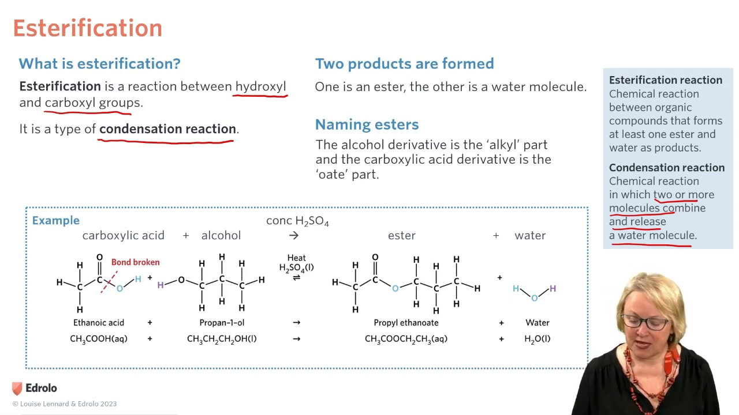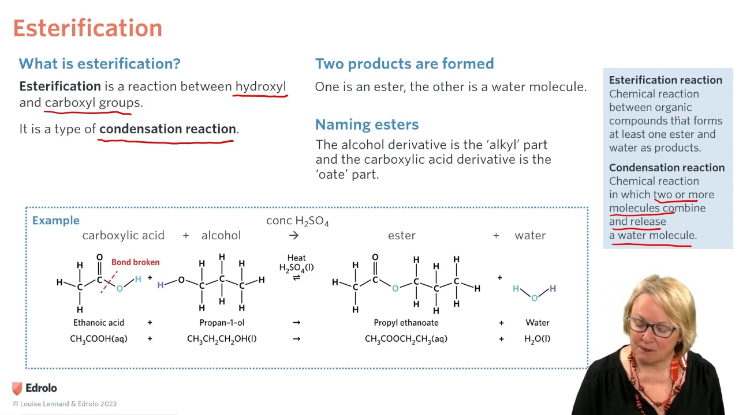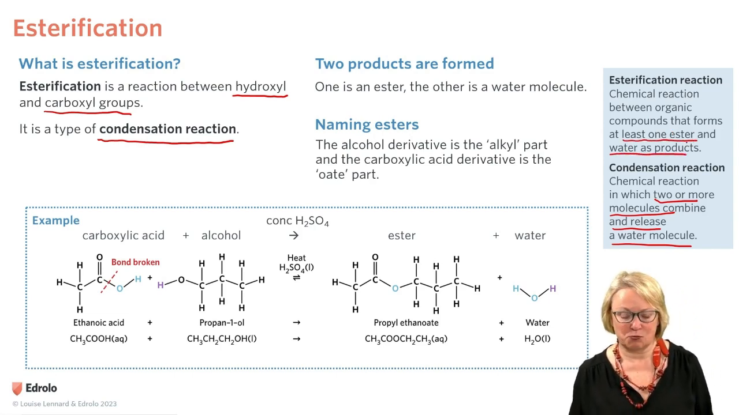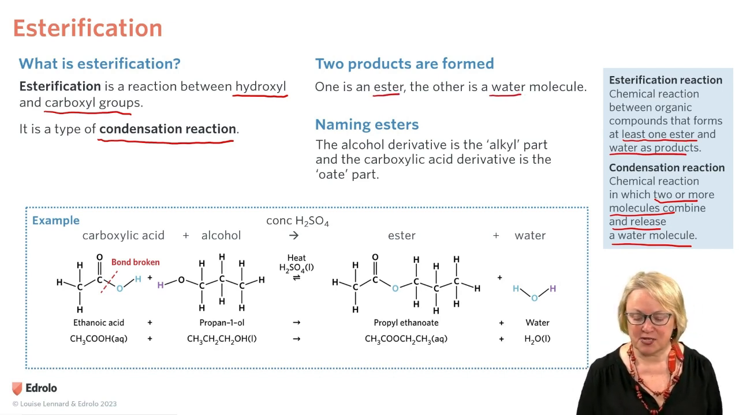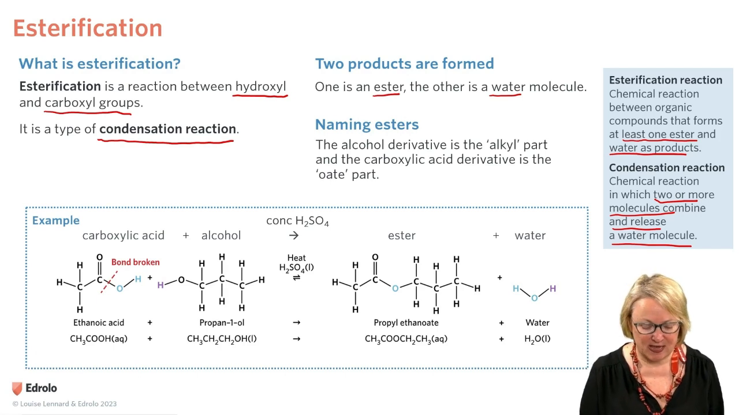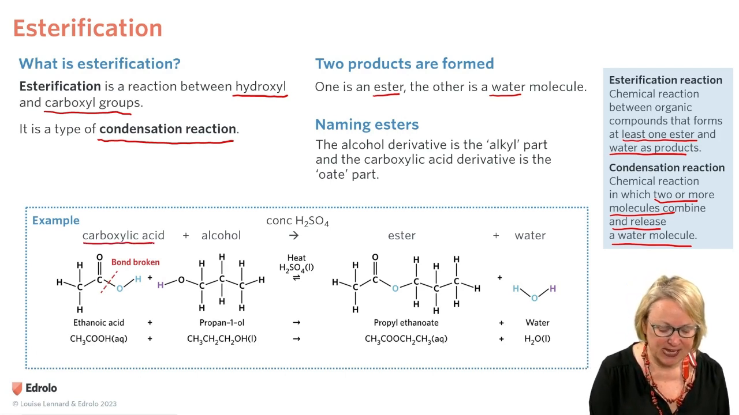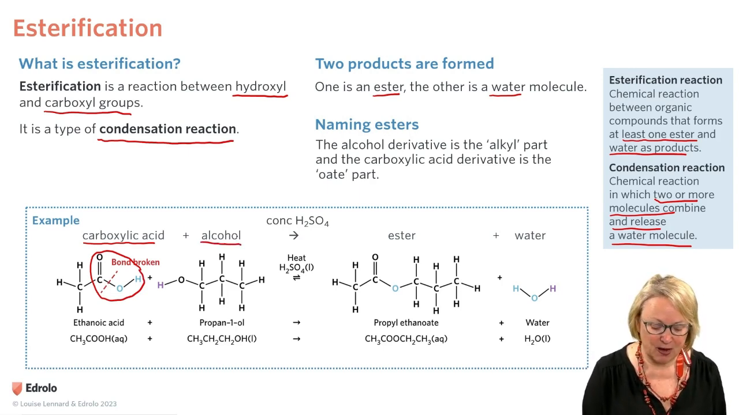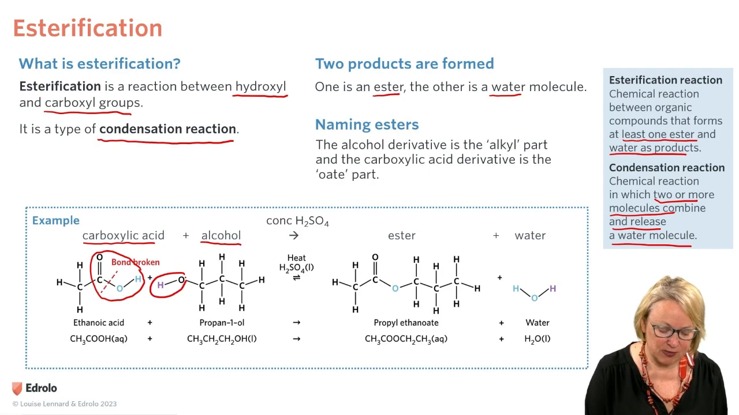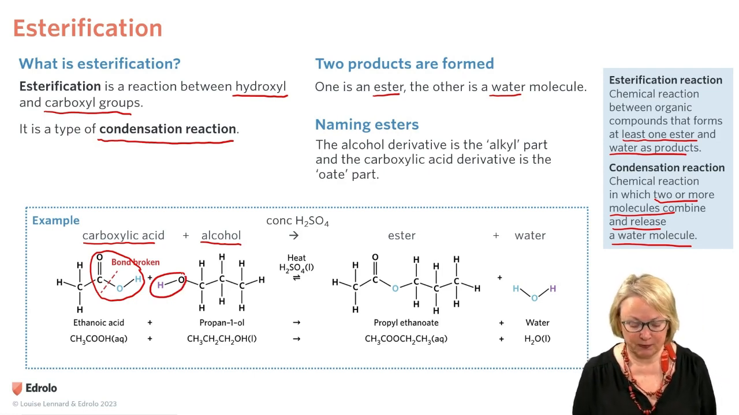In esterification, one of the products that forms is an ester and the other product is water. So let's have a look at an example. We've got our carboxylic acid with our carboxyl functional group. We've got our primary alcohol with our hydroxyl group.